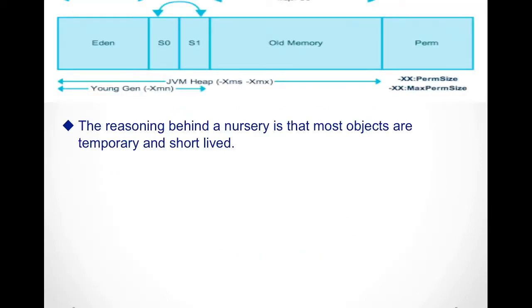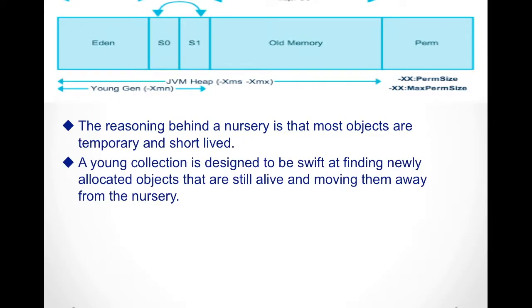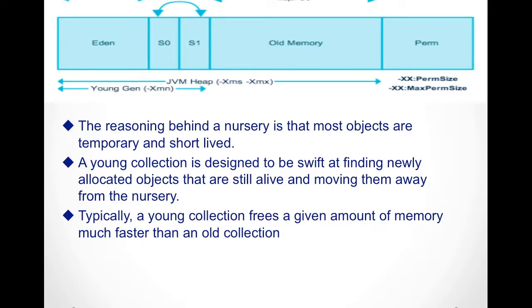Now, by this time you must have guessed that the reasoning behind a nursery is that most objects are temporary and short-lived. The young collection is designed to be swift at finding newly allocated objects that are still alive and moving them away from the nursery. Typically, a young collection frees a given amount of memory much faster than an old collection.